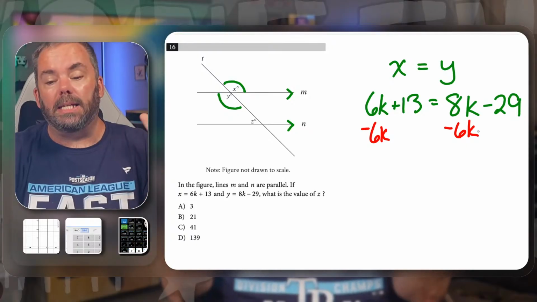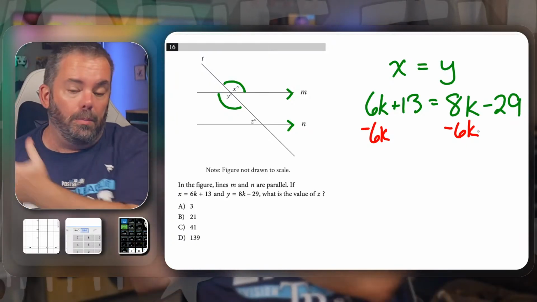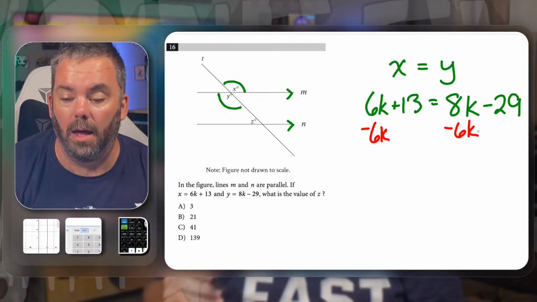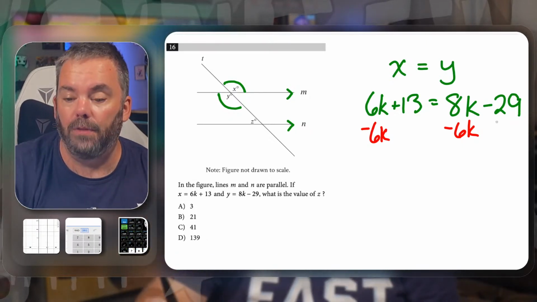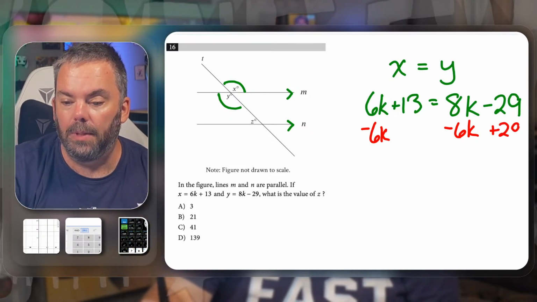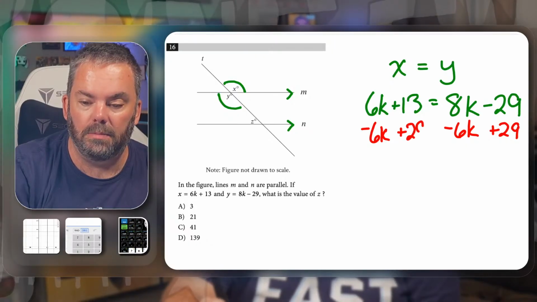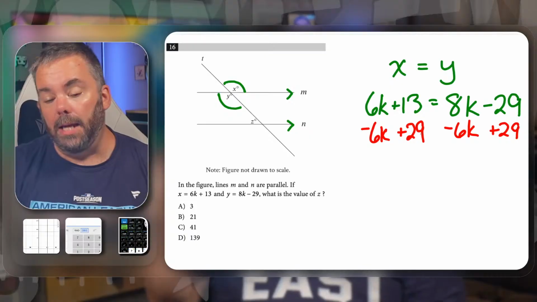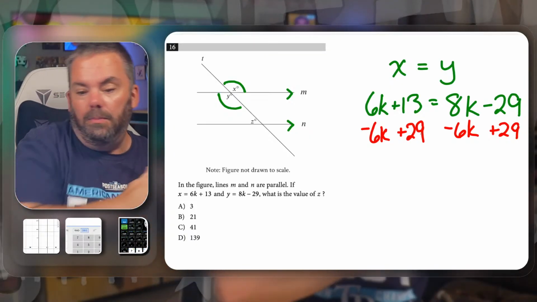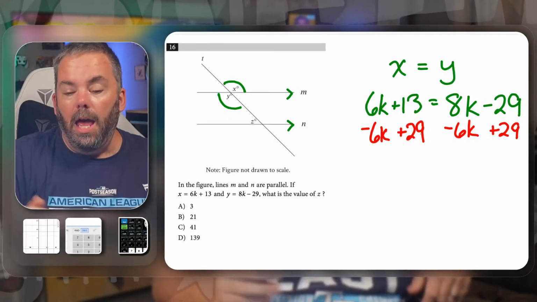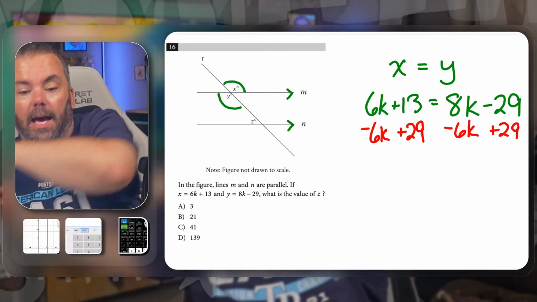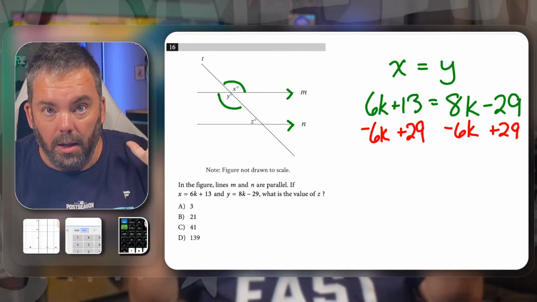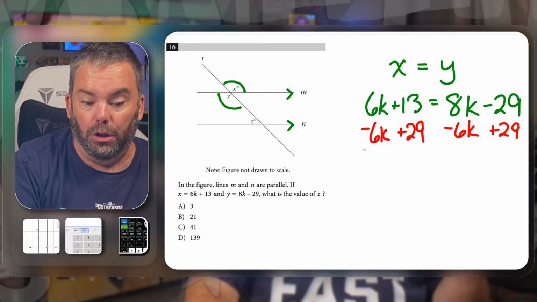So I'm going to subtract 6k. That's going to get all the variables to the right, and it's going to keep the k's positive. And then in the same step, because I'm interested in saving some time, we're going to add 29 to both sides. That's going to take that minus 29, get rid of it from the left, get rid of it from the right, and we're going to have variables on one side, numbers on the other, and then I think we're going to be able to just look at this and tell the answer.